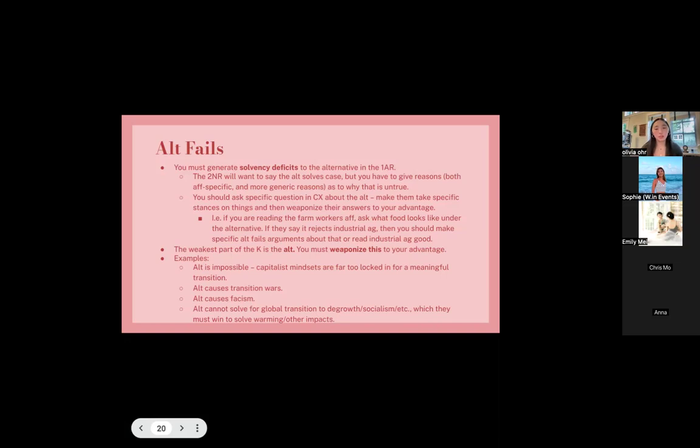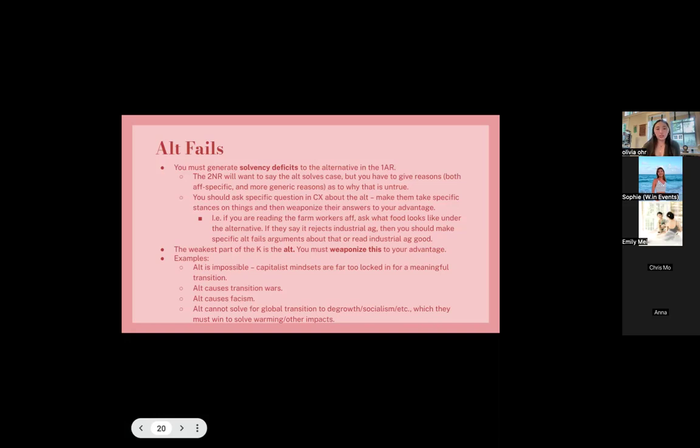You can make an argument or read a card that capitalist mindsets are far too locked in to have a meaningful transition. People will never shift away from their patterns of consumption. So in the context of degrowth, you can make an argument that people will never want to transition away from growth because the model of infinite consumption is just so tied to mindsets.